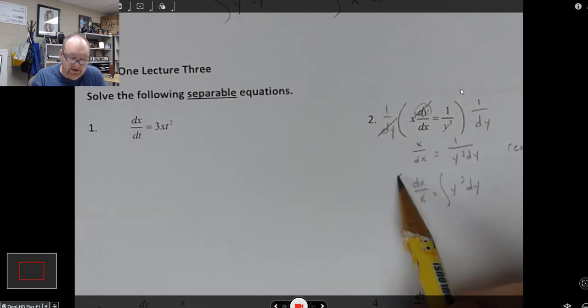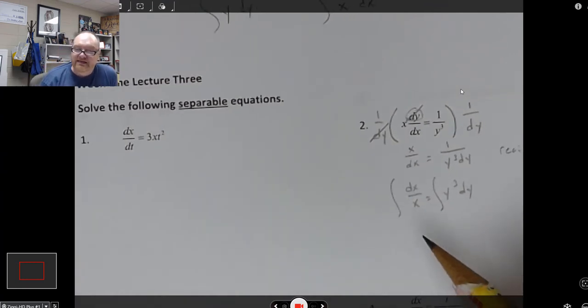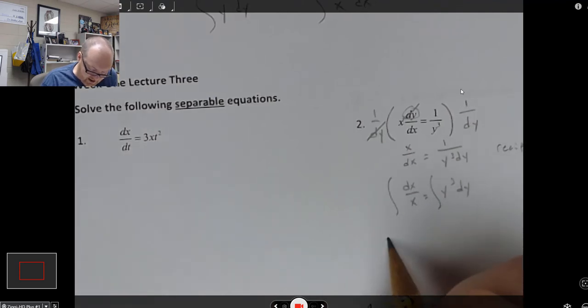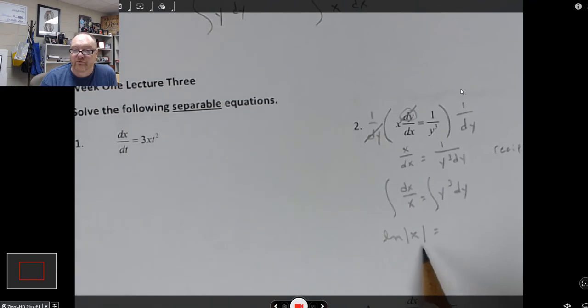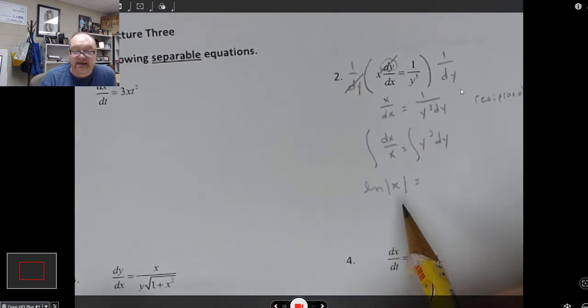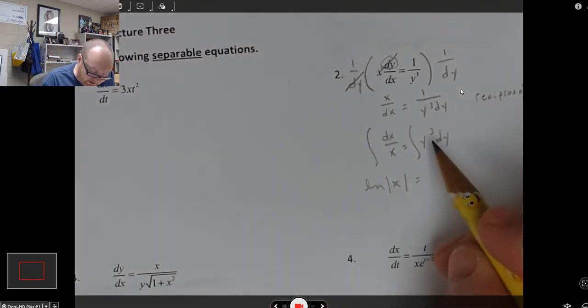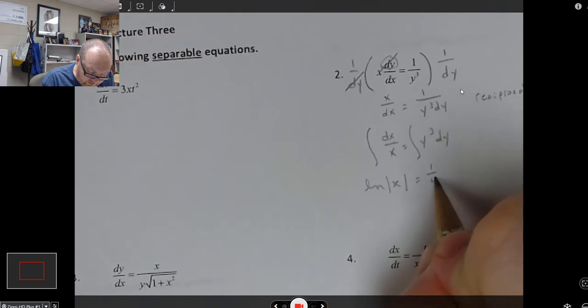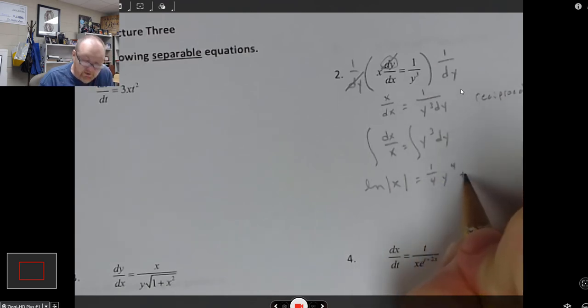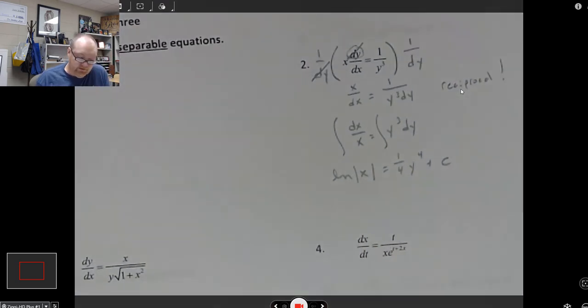And let's do that. Let's integrate on both sides. So this is a Cal 2 rule, isn't it? du over u integrates into the natural log. And you may remember from your work with natural logs, we really need absolute value unless we have a good reason to not have absolute value. And then if I integrate y cubed, I'm left with 1/4 y to the 4th plus the constant of integration.